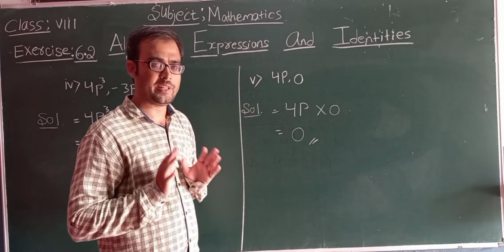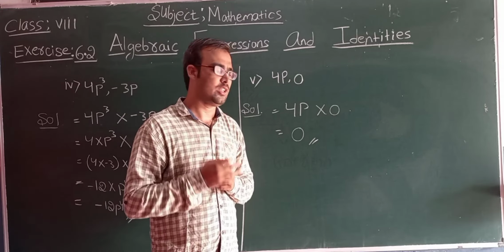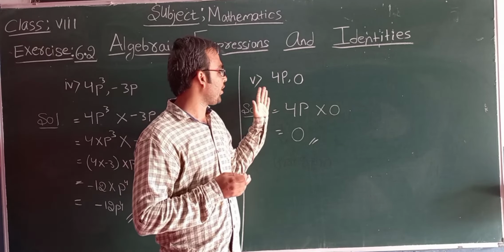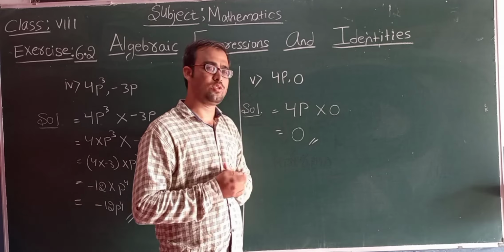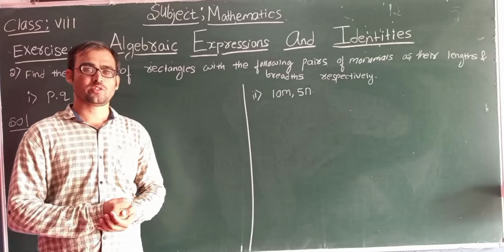Okay, so when we are multiplying anything with 0, then we are getting 0 only. So here the product of that is 4p and 0, which is what? 0 only. Students, now let us solve the second question.